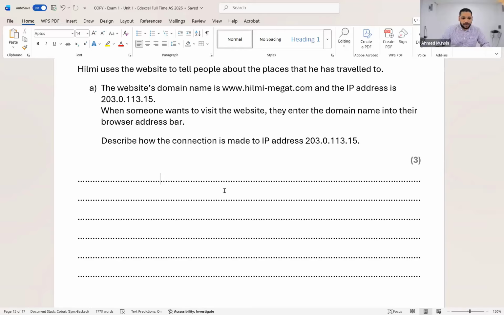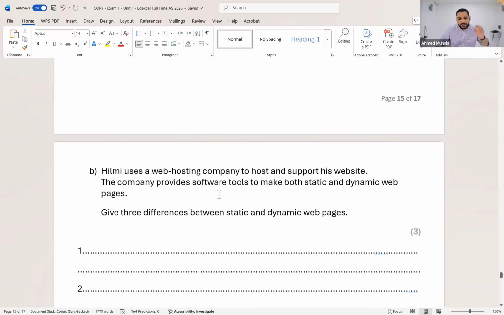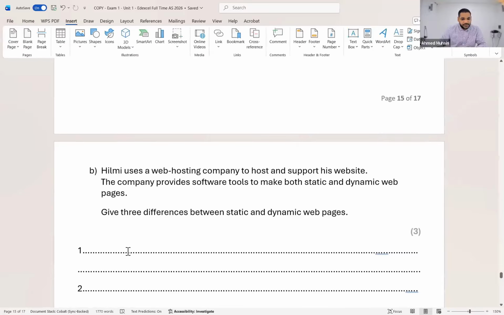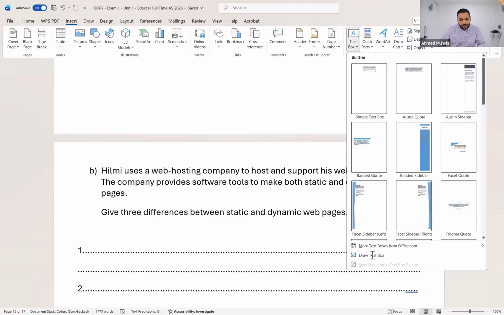Okay. Right. Then boys, girls, Hilmi uses a web hosting company to host and support his website. The company provides software tools to make both static and dynamic web pages. Okay, something that we covered. Give 3 differences between static and dynamic. So that's the easiest one to start off with.